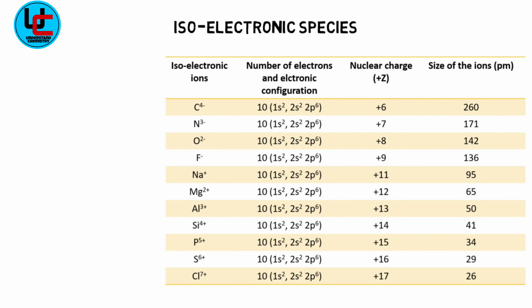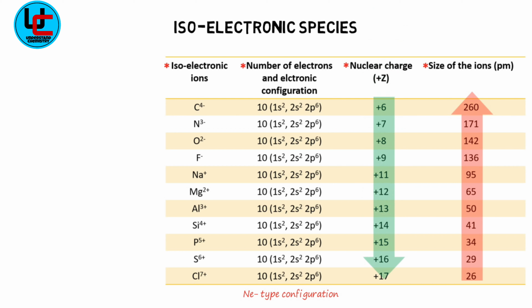In the table shown, isoelectronic ions are given along with their electronic configuration, nuclear charge and size in picometer. We can see that in all cases the electronic configuration is the same, that is, all the ions have neon type electronic configuration. If we compare the nuclear charge with the size of ions for these isoelectronic ions, we can see that the size of ions increases with decreasing nuclear charge.